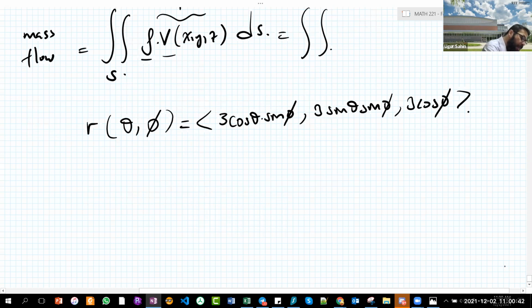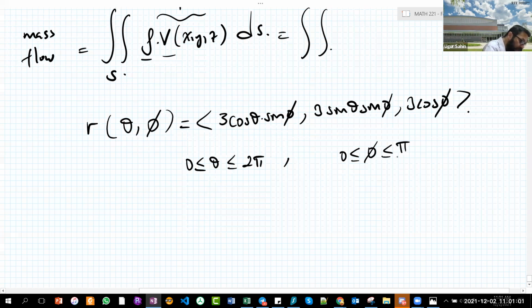Second thing, I still need the boundaries for my parameterization. Theta is going to be between 0 and 2 pi. Normally, the phi interval should be 0 to pi, but here, since I am dealing with just half of the sphere, it needs to be divided by 2. If you want to cover half of the sphere, you just need to divide the interval by 2 so that you cover just half of it.